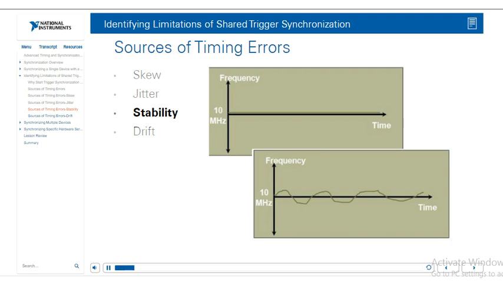Clock stability describes how well the clock frequency resists fluctuations. These fluctuations can come from variances in the devices, like variations in temperature, how old the clock is, supply voltage, shock, vibration, all sorts of things.